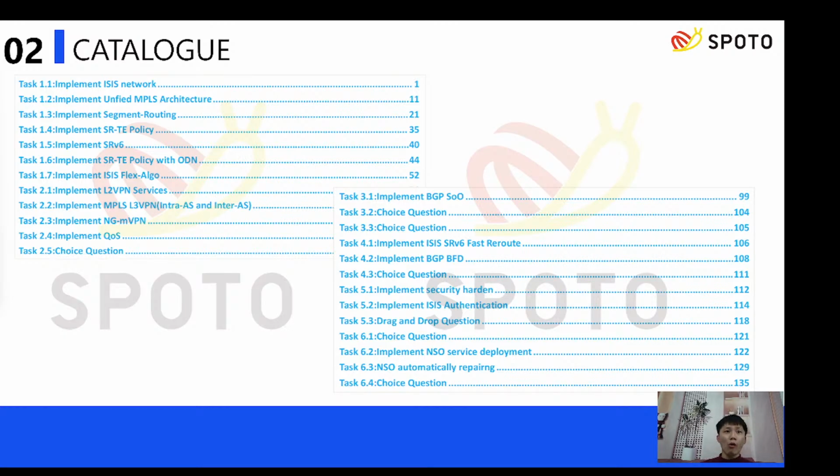Also, there will be the NSO product in this exam, so you will learn some automation skills and products. You can see it in session 6, where you are asked to implement NSO service deployment and NSO automatic repairing. So there are a great many technologies and skills you can learn by this solution.